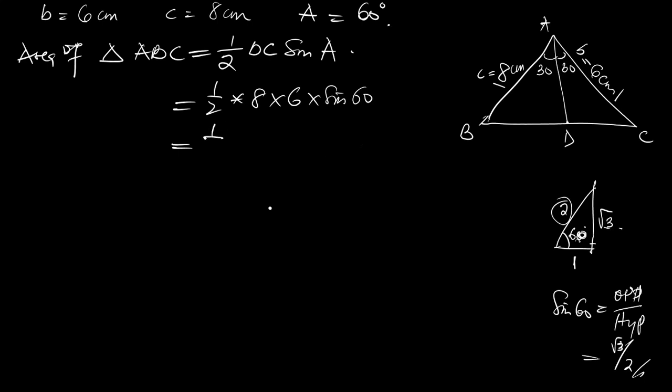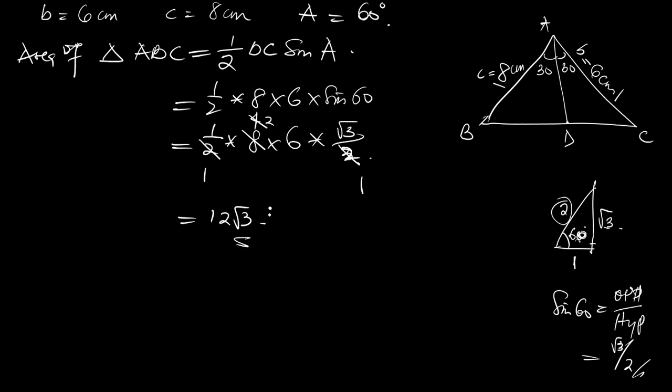So now we'll say half times 8 times 6 times root 3 over 2. So these 2 cancel each other. 2 cancels 8 to give 4. 2 cancels 4 to give 2. So you now have 12 root 3. So this is 12 root 3 centimeters squared. So that is the area. This is the area of triangle ABC.